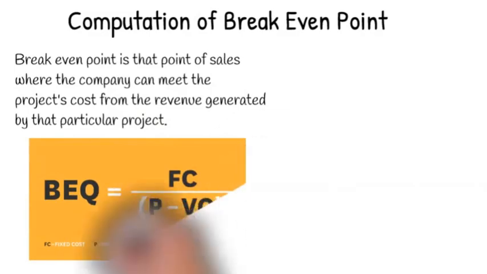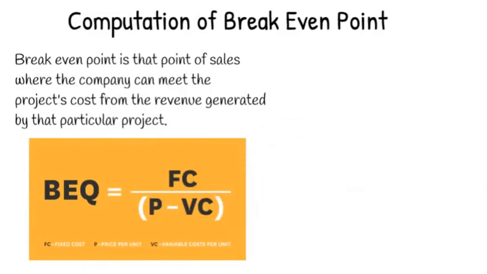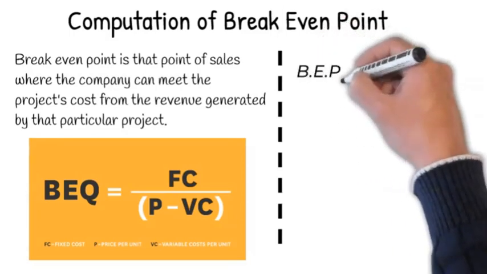The formula for calculating break-even point in units is BEP equals FC divided by (P minus VC), where FC equals fixed costs, P is selling price per unit, and VC is variable cost per unit. It can also be interpreted as fixed costs divided by contribution per unit, since contribution per unit is selling price minus variable cost per unit.